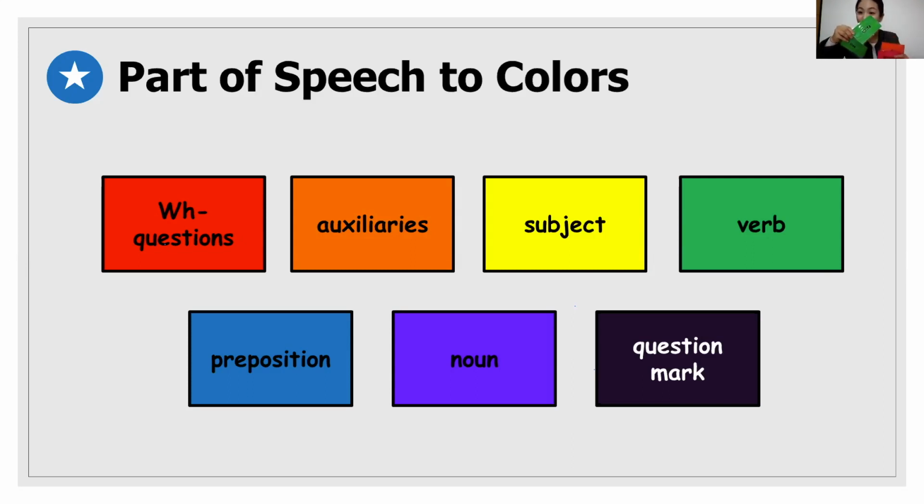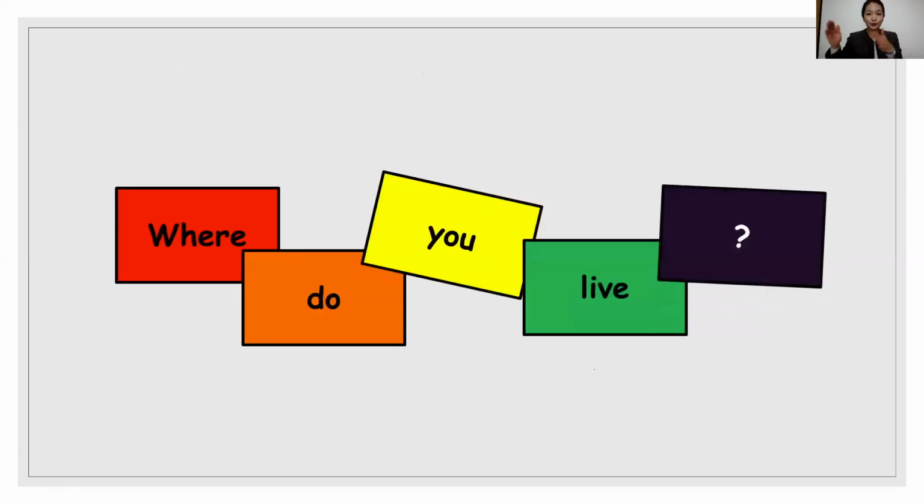Where do you write or where do you live? Yes, where do you live, like this. So you can use this kind of parts of speech colors. Colors will make your students have a plan, the order of the colors of the rainbow. Yes, where do you live, like this.